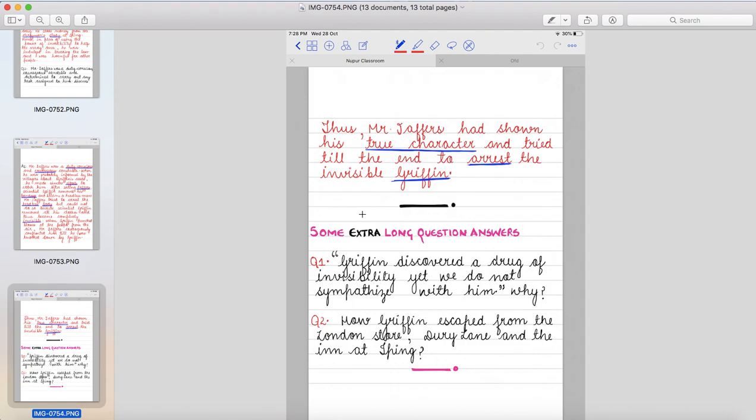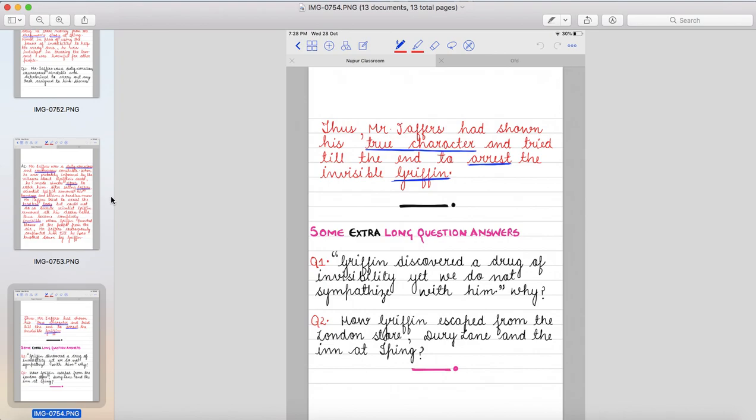Okay, now I would like to give you some extra long questions. Okay, this is your homework. Question number 1. Griffin discovered a drug of invisibility, yet we do not sympathize with him. Why? Question 2. How did Griffin escape from the London store, Drury Lane and the inn at Epping?